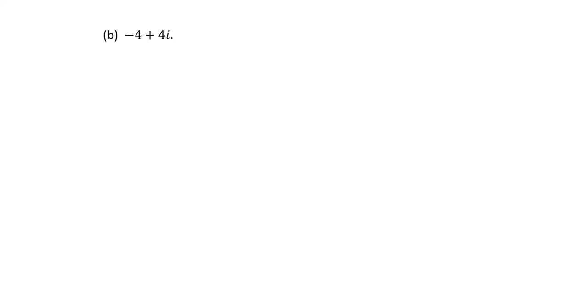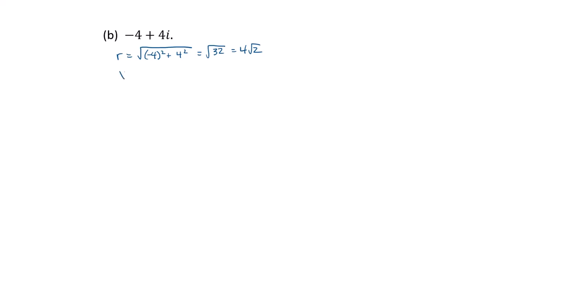Negative 4 plus 4i. Let's first calculate r. r is the square root of negative 4 squared plus 4 squared. That's going to be the square root of 32, or 4 square roots of 2.